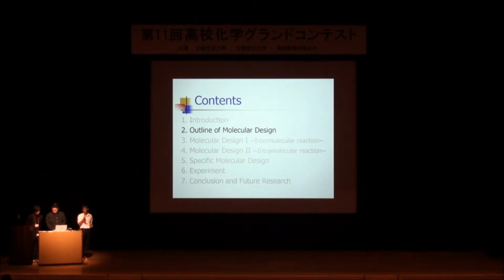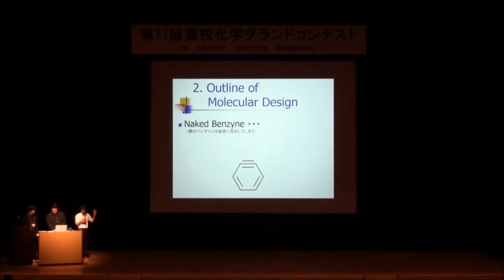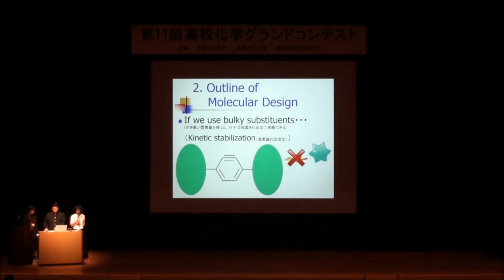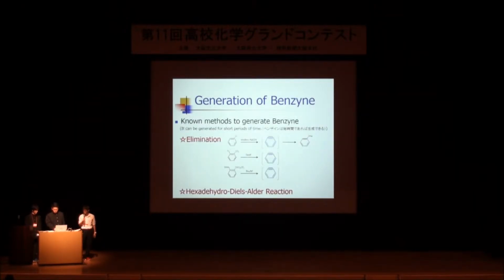Next, let me explain the outline of molecule design. Here is benzyne. The strained triple bond is naked and reacts easily. If we add bulky substituents, the triple bond is protected from the reaction. This methodology is called kinetic stabilization. We decided to put such bulky substituents to obtain stable benzyne.